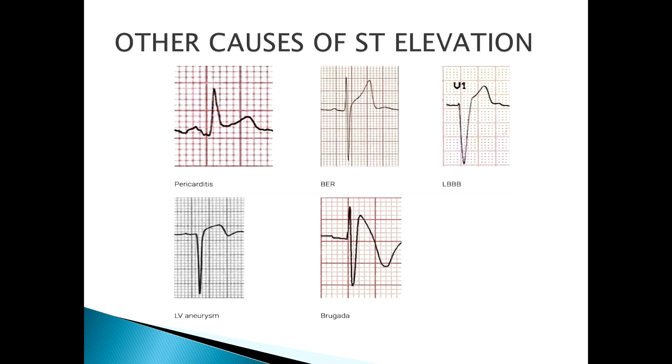And apart from ST elevation myocardial infarction, other causes of ST elevation you should always keep in mind, like pericarditis, early repolarization, left bundle branch block, LV aneurysm, Brugada, because in these cases, when you are deciding for thrombolysis, it may be dangerous. So you should keep a close watch and you should know how to differentiate. How is the ST segment elevation of pericarditis different from the MI? Concave, and apart from concavity, another? Good.